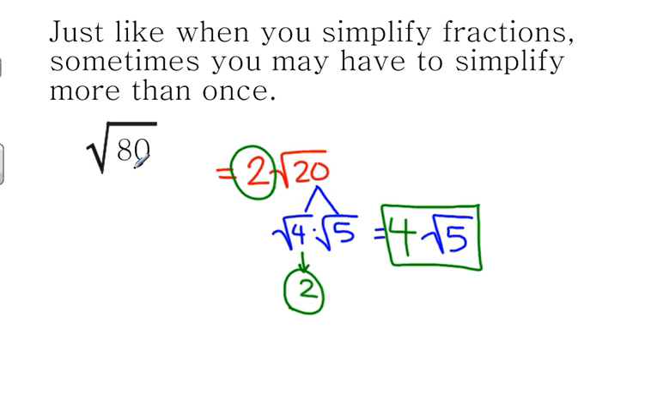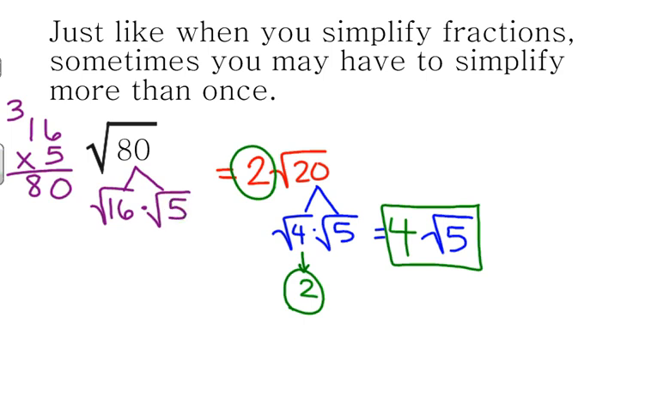I can make 80 by doing this problem. 16 times 5. 5 times 6 is 30. 5 times 1 is 5, plus 3 is 80. So that means I could have broken this down into 16 times 5. Well, what's the square root of 16? 4. And the square root of 5 just stays as the square root of 5.